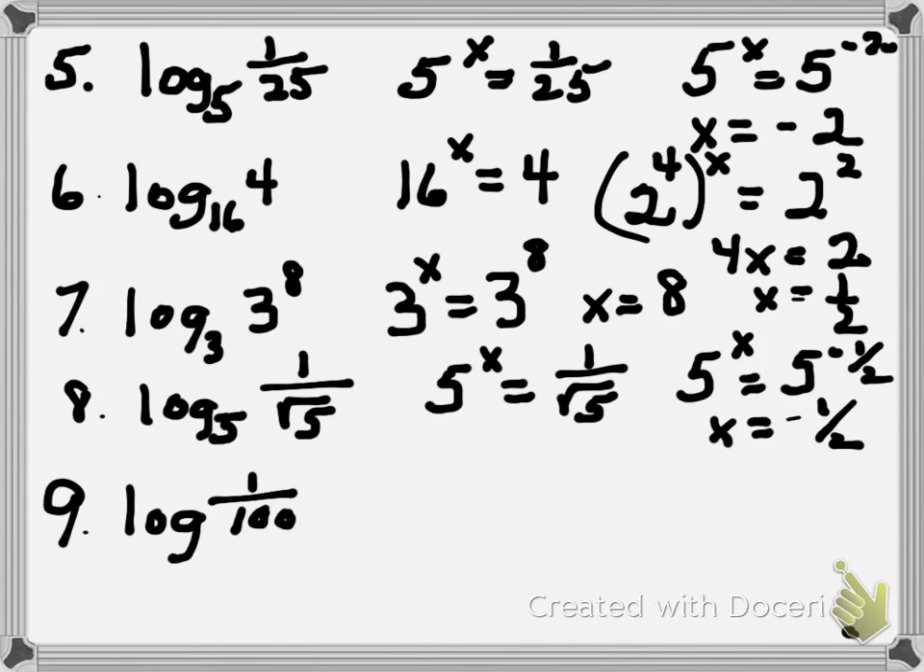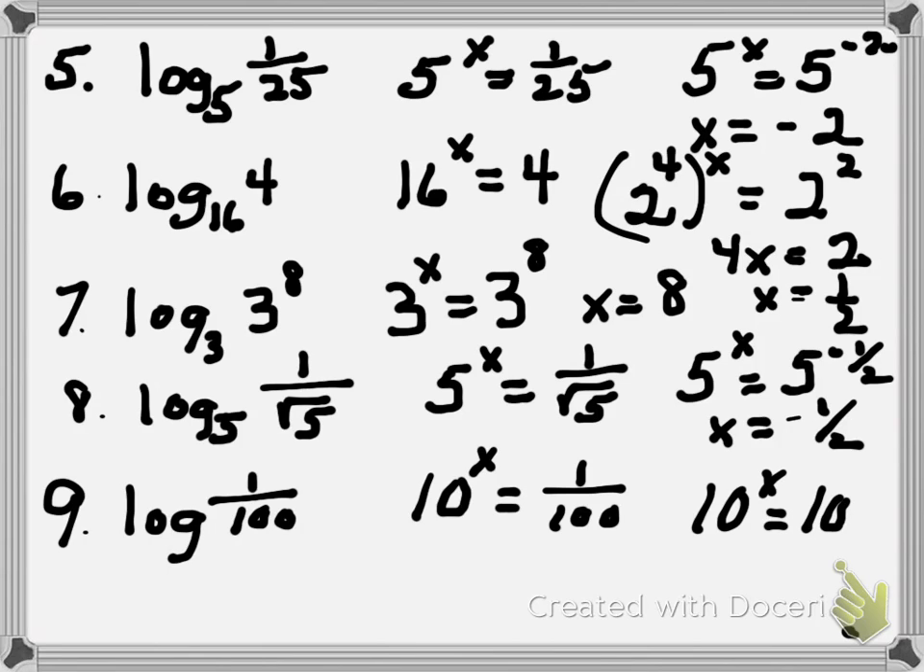When there is no base given, the base is 10. So 10 to the x power equals 1 over 100. 10 to the x power equals 10 to the negative 2. The fact that it's in the denominator to the positive 2 power, making it 100, means that it must be a negative 2 power. So x is equal to negative 2.